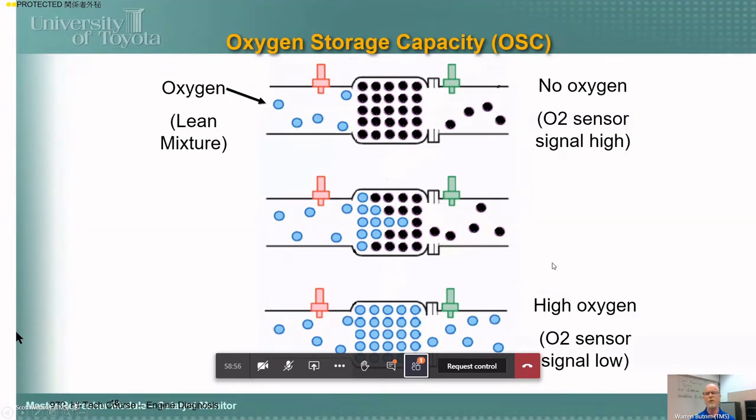So if I'm out there on Route 10, cruising along at 60 miles an hour or whatever.